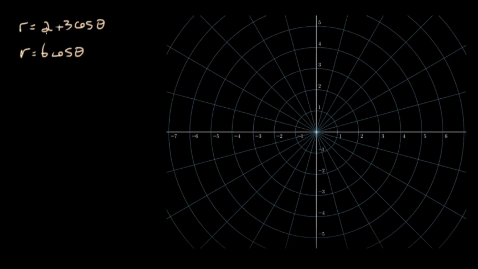That 3 is larger than the 2, so this is going to be a looped limacon. It's cosine, so our maximum is going to be 5. I'm going to do this one in green. And then we are going to loop down. We are going to be at pi over 2, we're going to be at 2. At pi, we're going to be -1. And then at 3 pi over 2, we're going to be -2. And then at 2 pi, we're back at 5. We're decreasing.